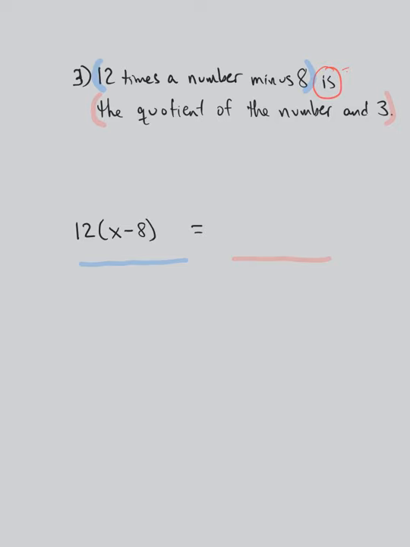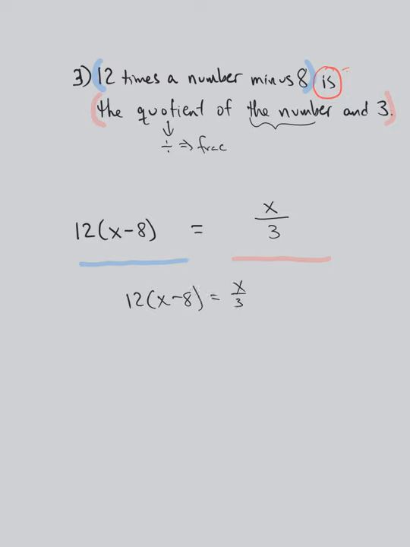Okay, like that. All right, and then over on the right side for the red part, the quotient, remember quotient means divide, but typically we use fractions, okay? And so it's the first number divided by the second number. And so the first number is the number, so that's the variable, x, and then divided by 3, like that. So that would be our answer: 12 times x minus 8 in parentheses is x over 3.